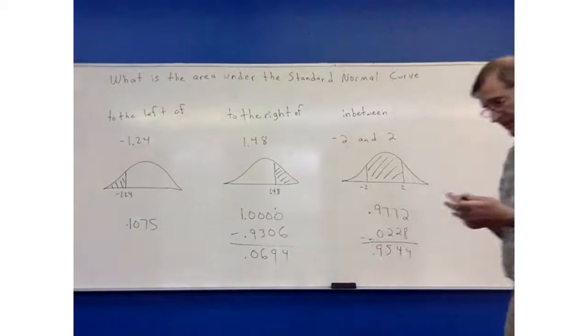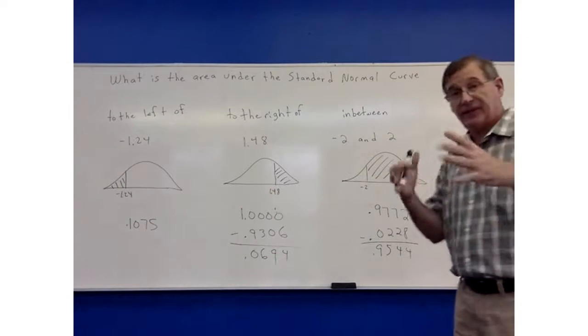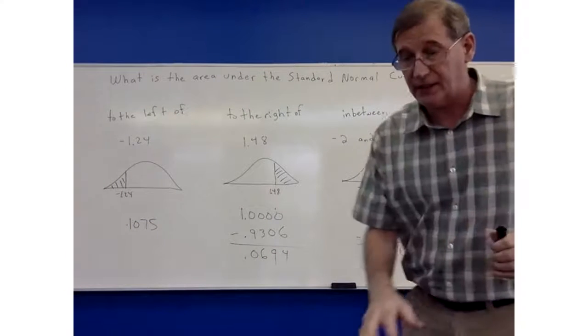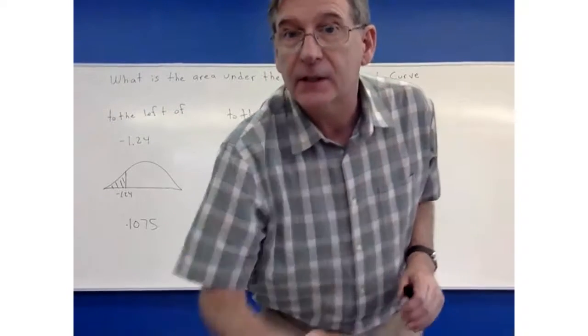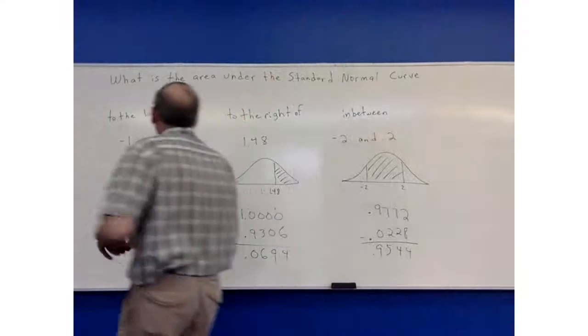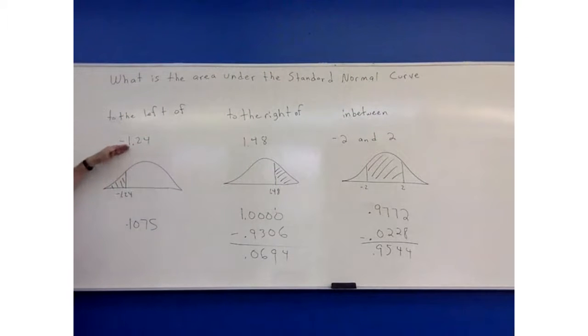Okay, I have some answers up here. Hopefully you did these on your own and did not just skip forward to look at my answer. Okay, let's look at the first one over here. To the left of negative 1.24, here I drew the standard normal curve again. I marked negative 1.24 and shaded in the area. I looked it up on the z-table. I got 0.1075.